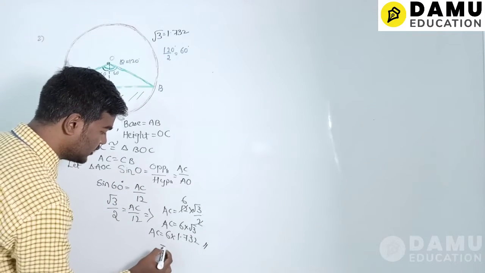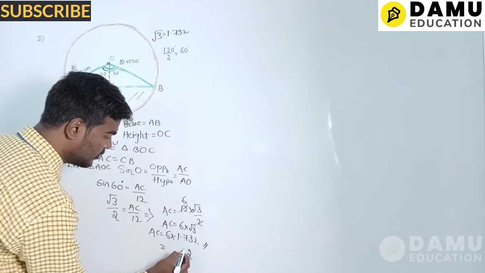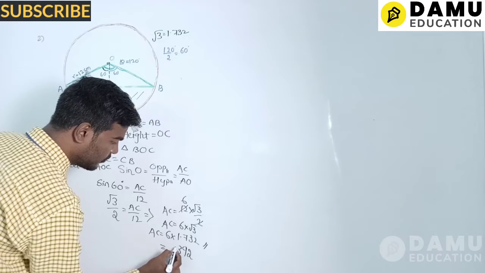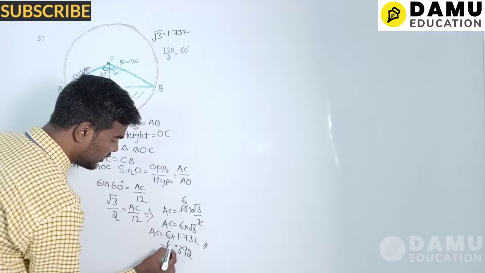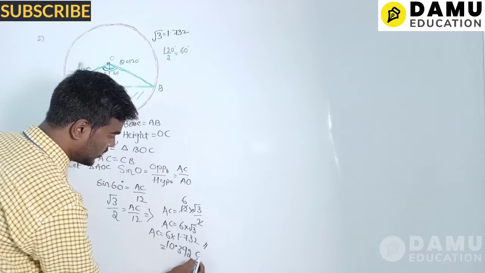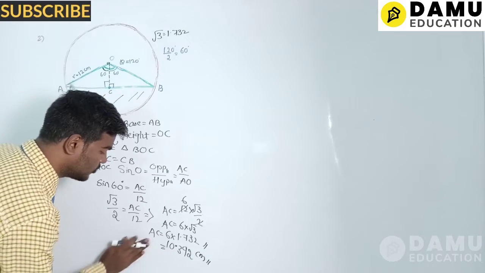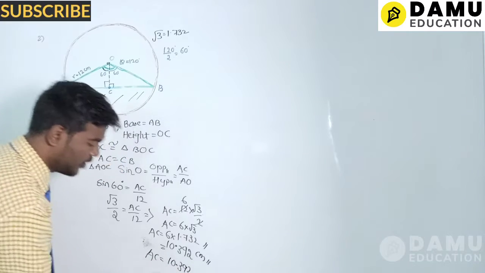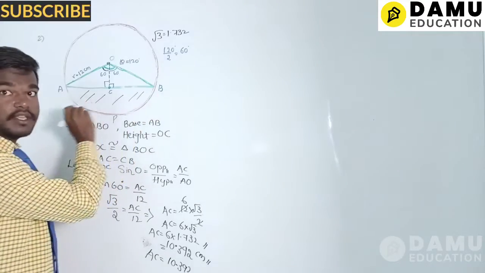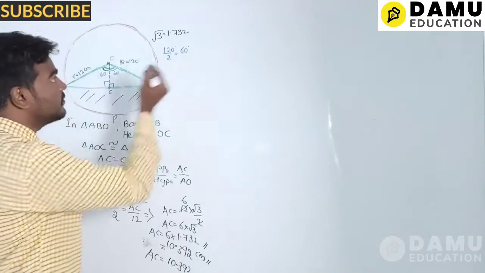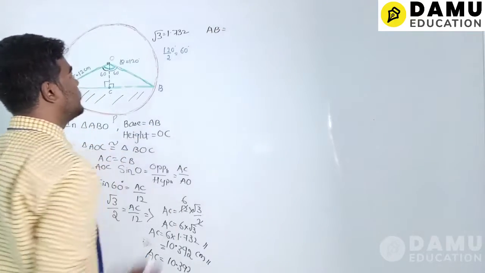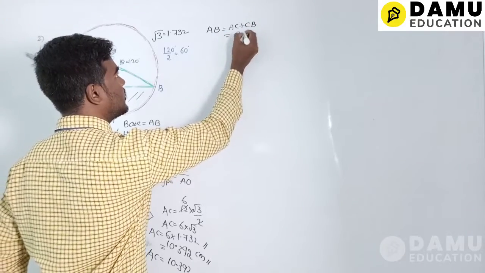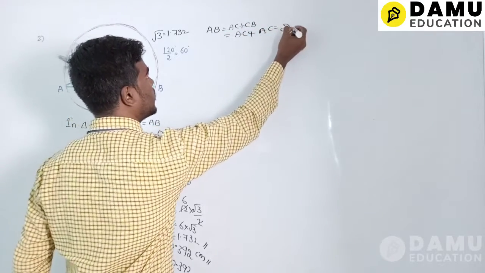So let's calculate this: 6 twos are 12, 6 threes are 18, plus 1 is 19, then 6 sevens are 42, plus 1 is 43, 6 ones are 6. So AC will be equal to 10.392 centimeter. But we have to know what the base AB is. The base AB will be equal to AC plus CB, that is AC plus AC, that is 2AC.